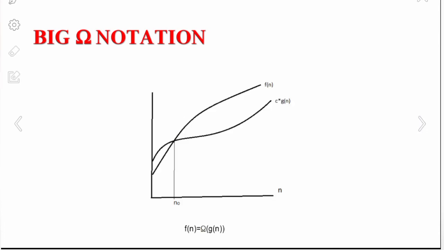So we will consider the graphical format of this. Here n is the input size and the y-axis is the time. For a particular input size n, how the time will increase or decrease. The minimum amount of time the function f of n can execute in can be represented with the big omega notation.